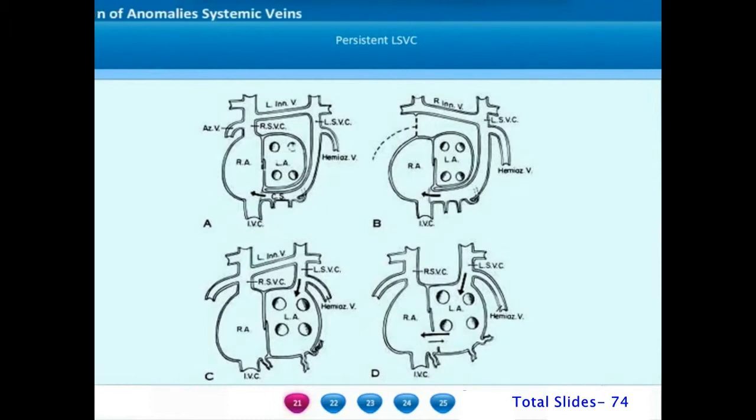In some patients, there can be unroofing of the coronary sinus, and here the left superior vena cava may directly drain into the left atrium. Some of these patients with left superior vena caval direct drainage into the left atrium may have a bridging innominate vein.